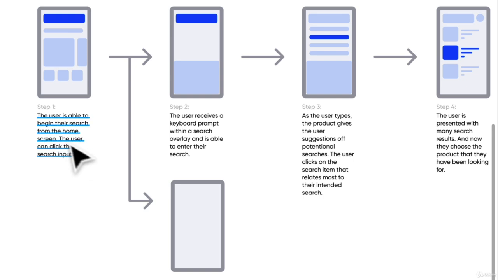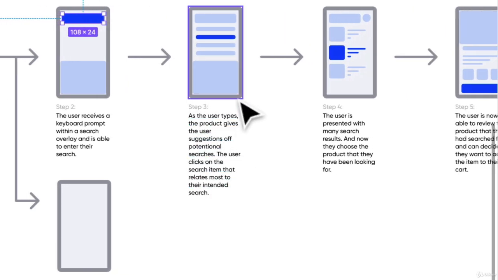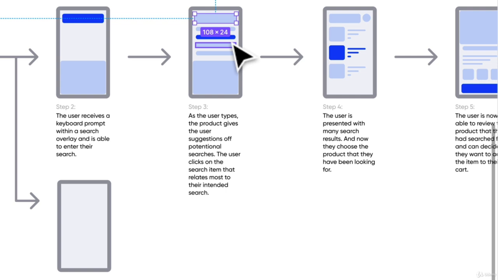Step 1, the user is able to begin their search from the home screen. There's our search bar. We do know that users can find a product elsewhere, so we'll probably create another flow for that. Step 2 is this user gets an overlay here with the keyboard and the search. They can enter their details, and when they do that, they get suggested results. Here they have the option of just clicking the button and going to the search results page based off of their search, or they can use one of our suggested results to push them to the search results page.